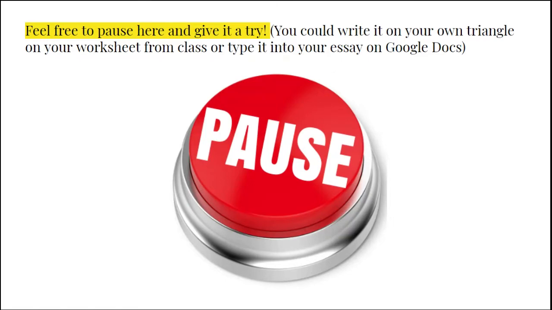So feel free to pause here and give that one a try. You could write it in your own triangle or on your worksheet from class, or type it into your essay on Google Docs.